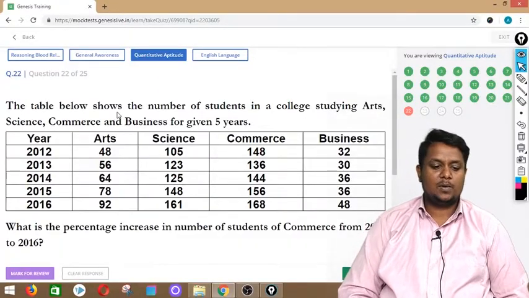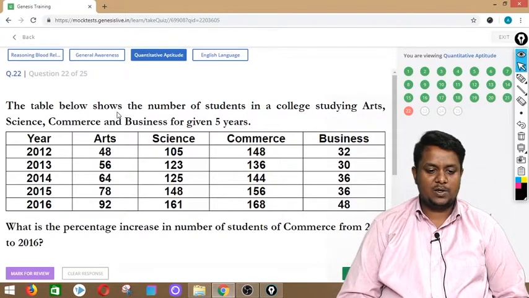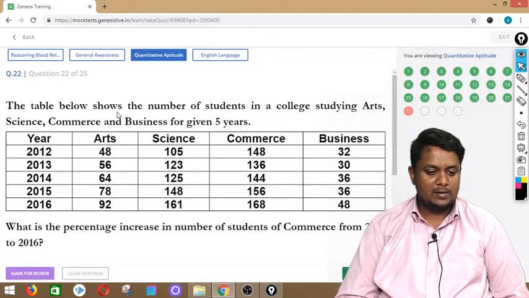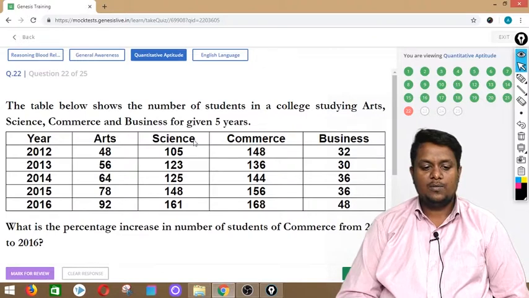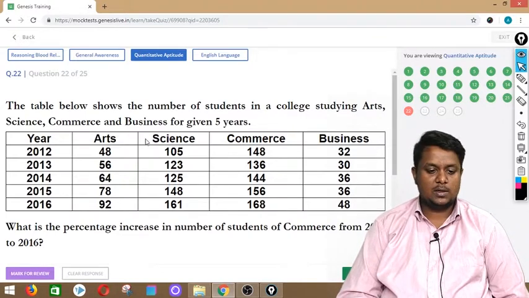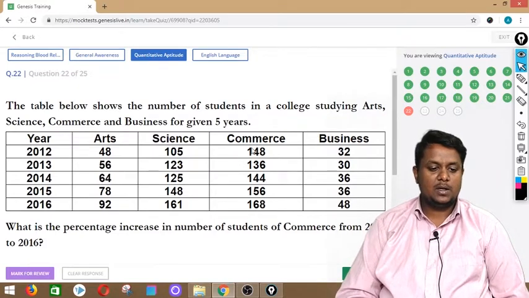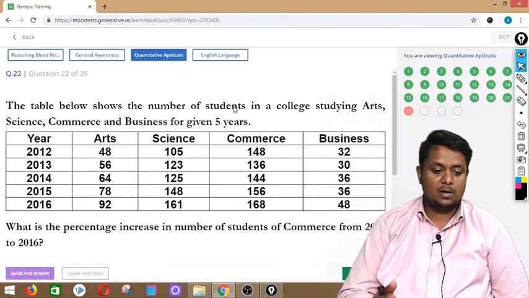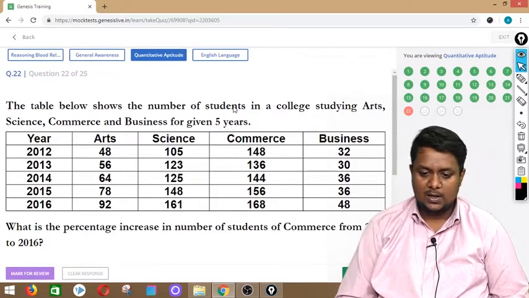So this is a question from data interpretation. We have to solve the question asked based on the data given in this table. Here the table gives 5 different years, 2012 to 2016, and 4 different branches or groups of studies: arts, science, commerce and business. They have given the number of students in a college studying in these branches in different years. So let us see the first question.